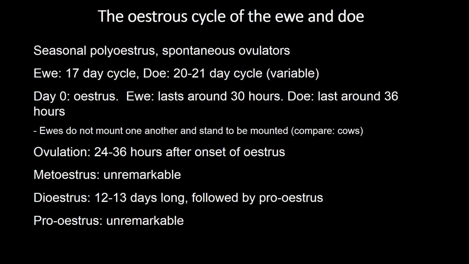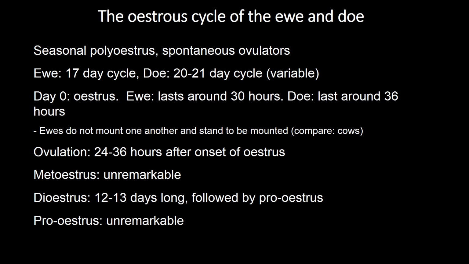Older ewes might seek out the ram and try to initiate contact. Does aren't much better, but they might exhibit a wagging of the tail when approached by bucks. Estrus in the ewe is usually about 30 hours in duration and about 36 hours in the doe. Ovulation typically occurs around 24 to 36 hours after the start of estrus in both species. Metestrus is usually unremarkable and isn't noticed, and it usually lasts about 2 days and is followed by a diestrus period of 12 to 13 days.